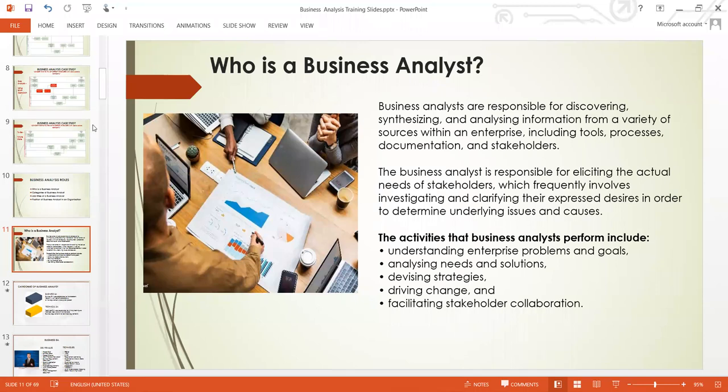So the business analyst is responsible for eliciting the actual need of stakeholders, which frequently involves investigating and clarifying their expressed desire in order to determine underlying issues and causes. Investigation, so you need to find out what the stakeholders need. Elicitation means gathering, data collection. It's the same thing as elicitation. It's gathering information. You need to gather the actual need of stakeholders.